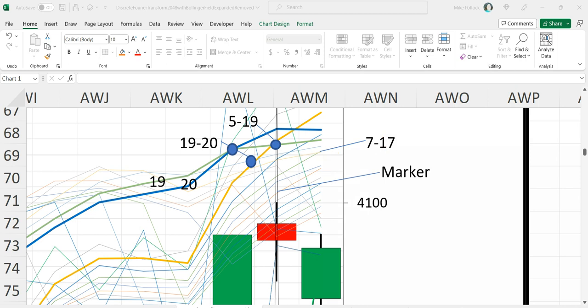Now, I just want to go back a couple of days. I'll show you. Here's Thursday's close, and it was the top 5 and 19 that determined the price. This green line and this yellow line. And on the Wednesday, it was the top 19 and 20. And that's the green is the 19, and the blue is the 20.